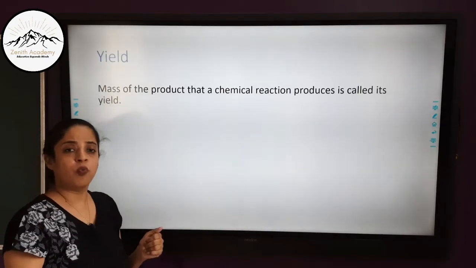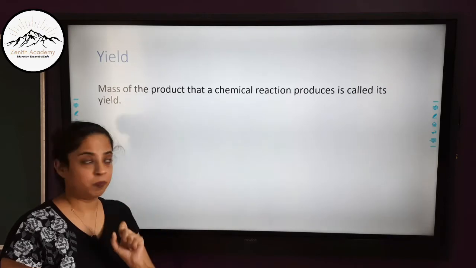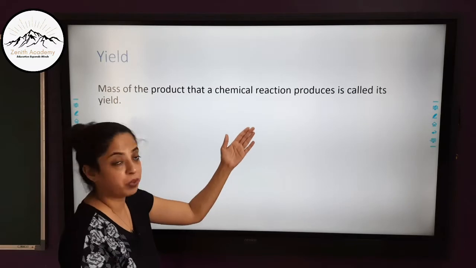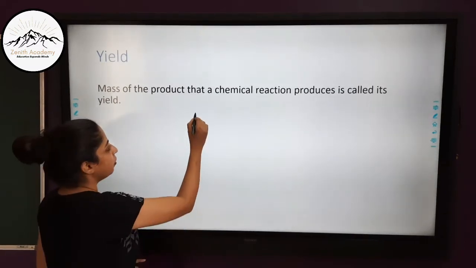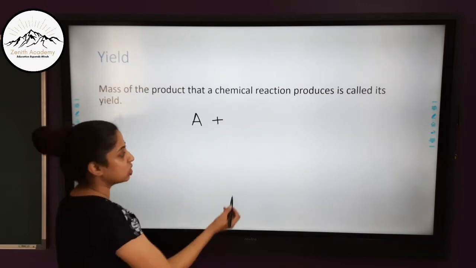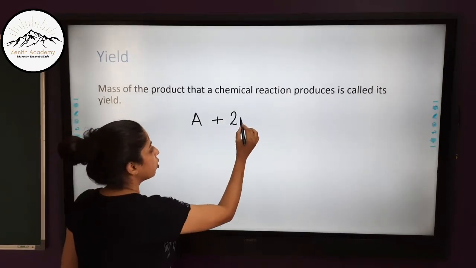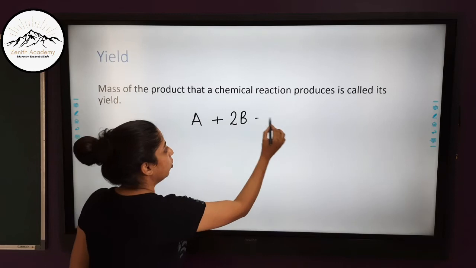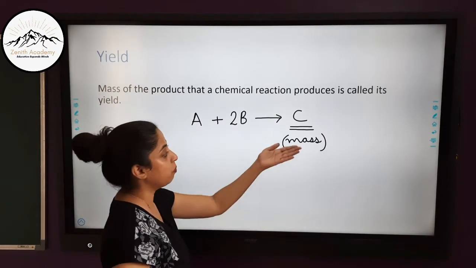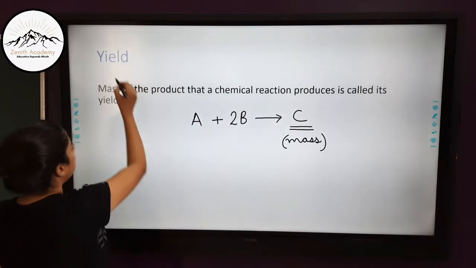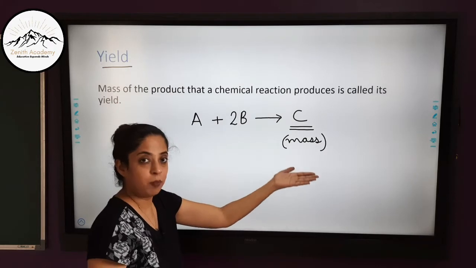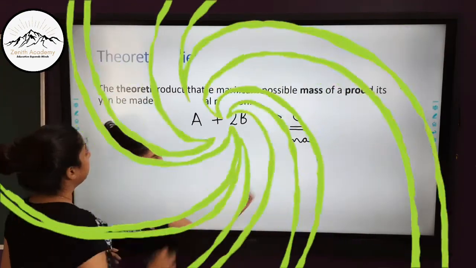So students, what do you mean by the term yield? So yield is the mass of the product that a chemical reaction produces. For example, you have a reactant A which reacts with 2 moles or 2 molecules of B to form C. So the mass of C, the mass of the product that is obtained is called yield. So yield is how much product is obtained.